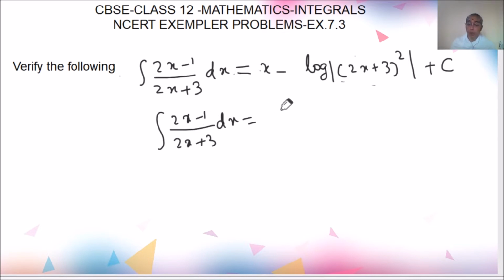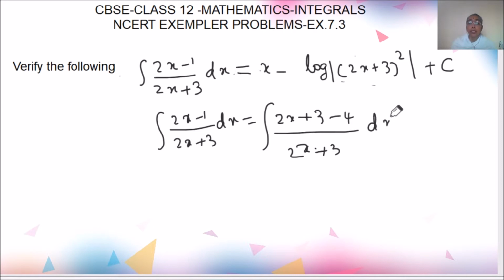Instead of doing the long division method, we can do this method also. So let us add and subtract 3. So what happens? 2x plus 3 minus 3 will become 2x plus 3 here. Minus 3 and minus 1 is minus 4. Or you can think like we are writing minus 1 as plus 3 minus 4, divided by 2x plus 3 dx. Now let us split the integral.